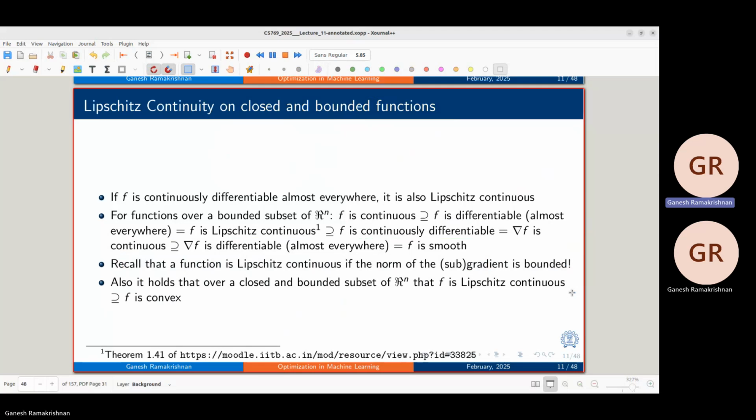Now there's also a relation with convexity. Over a closed and bounded subset, f being Lipschitz continuous is a superset of f being convex. So you are now seeing also a relationship with convexity. I had given some hint of how there's a tussle, but that was not an explicit relationship. Here we are saying that if f is Lipschitz continuous on a closed and bounded subset of Rn, then that is a superset of f being convex. That means if f is convex, then f is Lipschitz continuous over a closed and bounded subset of Rn.